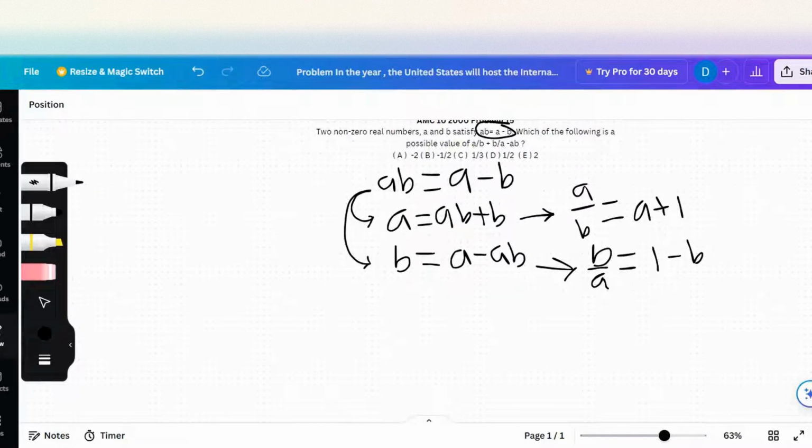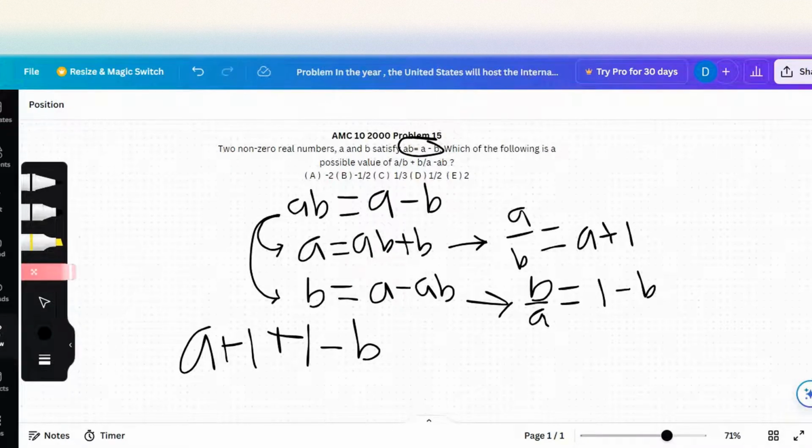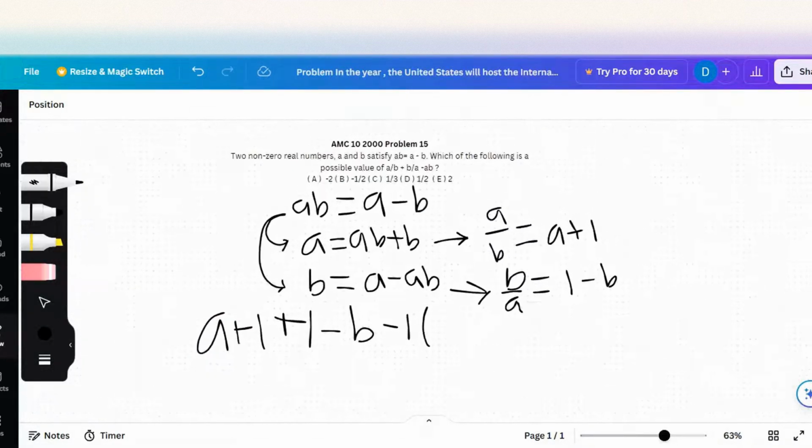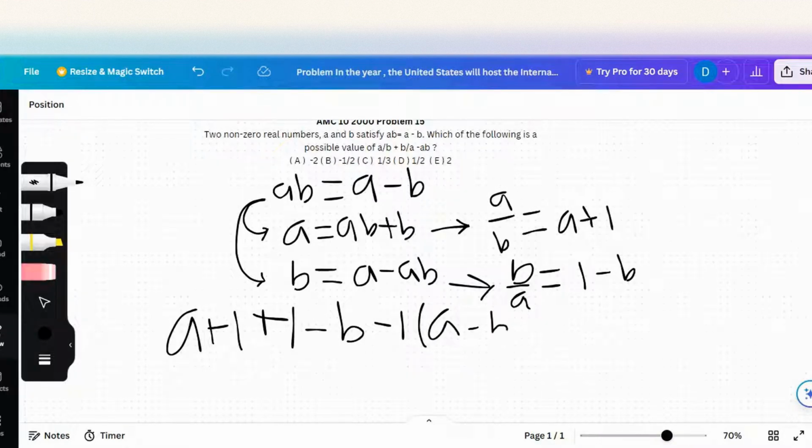So since we already have A divided by B, and that's A plus 1, we're just rewriting the final equation into what we have already solved. And we already have B divided by A, so we're adding 1 minus B. And it says AB. However, it's negative AB. So we're negative 1 times A minus B.